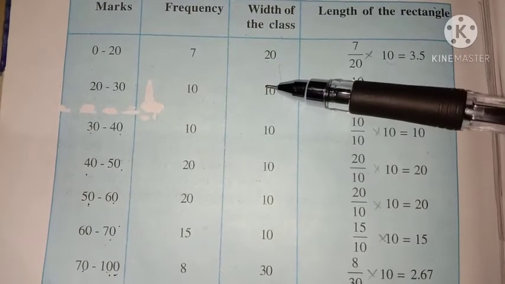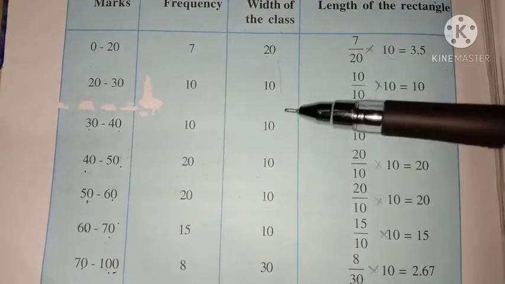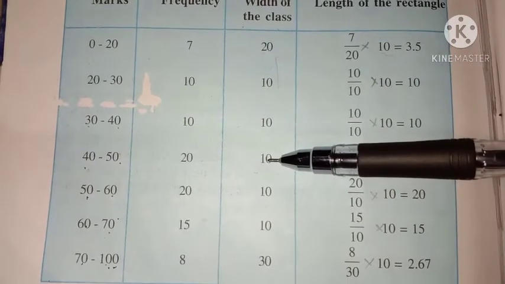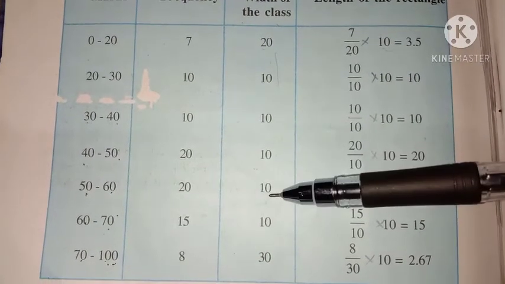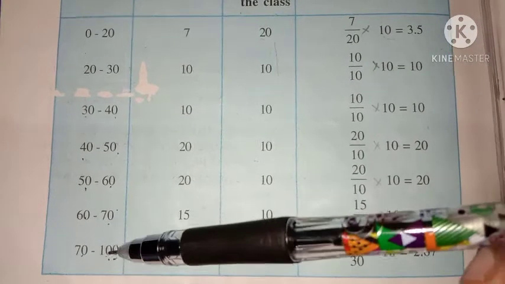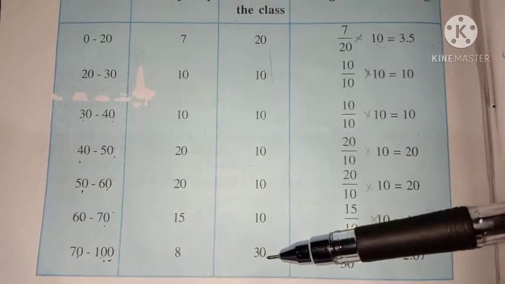20 to 30, class width is 10. 30 to 40, class width is 10. 40 to 50, class width is 10. 50 to 60, class width is 10. 60 to 70, class width is 10. 70 to 100, class width is 30.